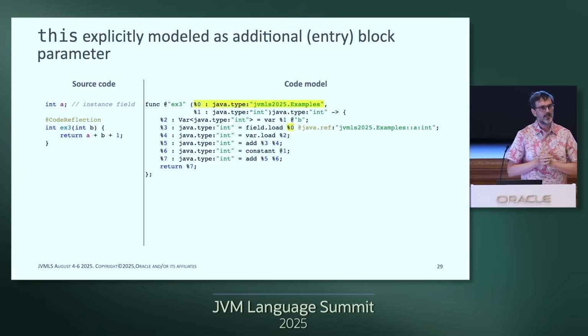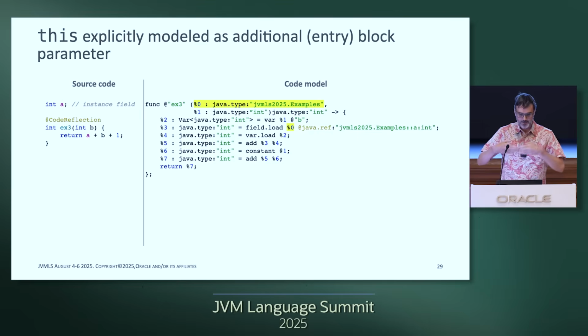Okay, what if we change it from a static method to an instance method instead? Now A is a field instead of a parameter. And so instead, we need to model this. So where does this come in? Well, it comes in as the first parameter of the method. Exactly the same as before, except we're passing in the instance of this class in effect. We don't need to model it as a variable because it's kind of final. We can just keep it as a value because it's not going to change. And then we pass it in as the first block parameter.